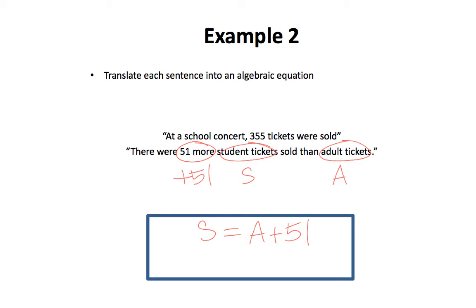355 tickets sold corresponds to the number 355. Since the number of student tickets sold is represented by S and the number of adult tickets sold is represented by A, we can write the following. S plus A is equal to 355, which means at a school concert, 355 tickets were sold in total.